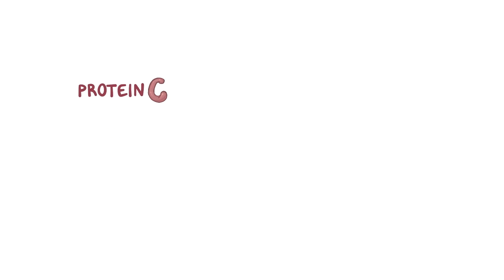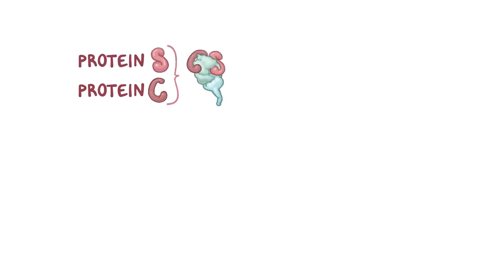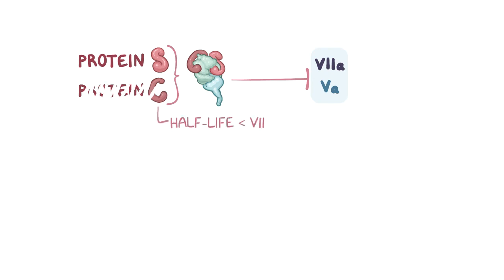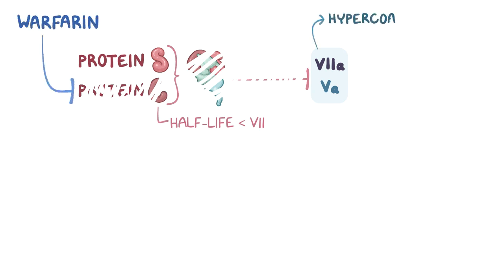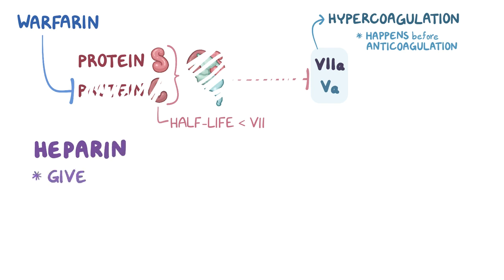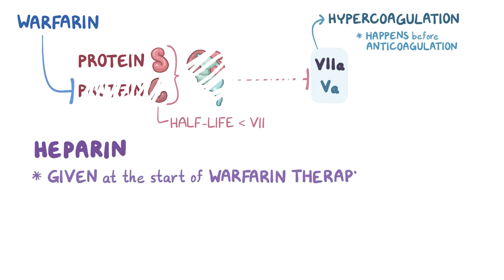Normally, protein C combines with protein S to form a proteolytic complex, which inactivates activated factor V and factor VIII. Now, protein C has an even lower half-life than factor VII, so they are the first to disappear when someone takes warfarin, and hypercoagulation happens before the anticoagulation. To combat this, another anticoagulant called heparin is often given at the start of warfarin therapy.